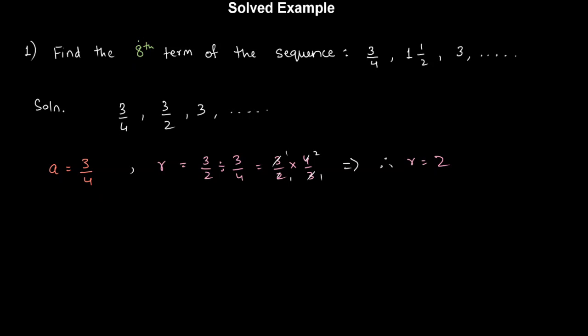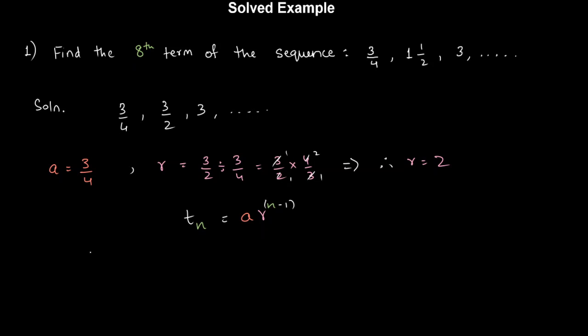Now I want to find the eighth term, so let's quickly note the formula for the nth term of a geometric progression. If you remember, Tn is equal to the first term a into the common ratio r to the power n minus 1, so r raised to n minus 1. Now we have the values for a and r, and we want to find the eighth term, so n will be equal to 8. Let's plug in those values.